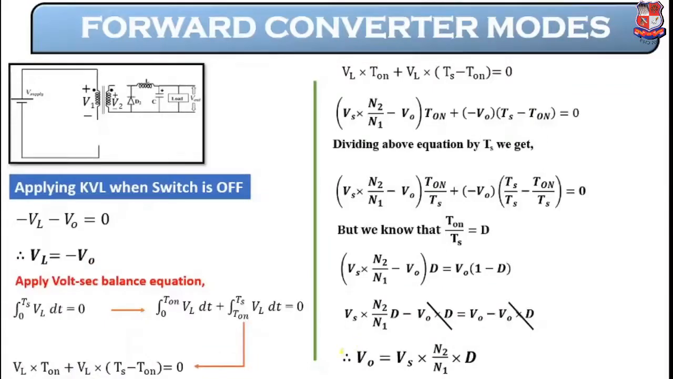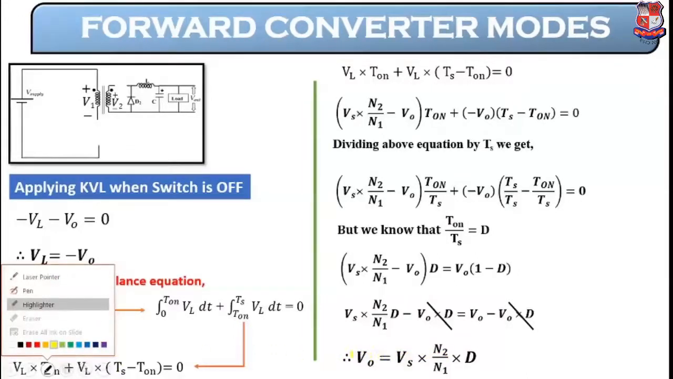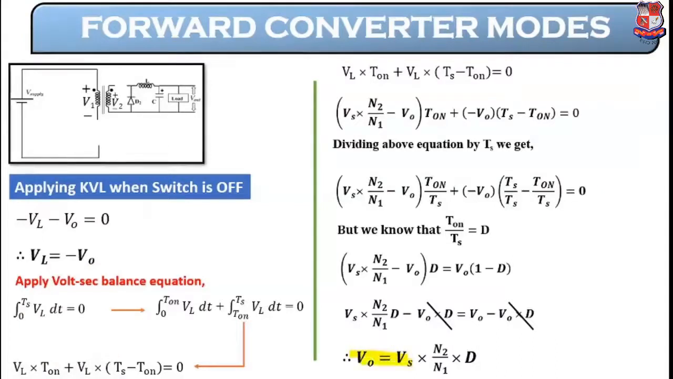Let me highlight this part. Which part, let me highlight it again. This output voltage equals Vs into D. Vs into D, this much part you already know is the derivation of the buck converter. The only thing added is this N2 by N1. This N2 by N1 is because of the turns ratio which is included in the buck converter. So this is the output voltage derivation for forward converter mode.